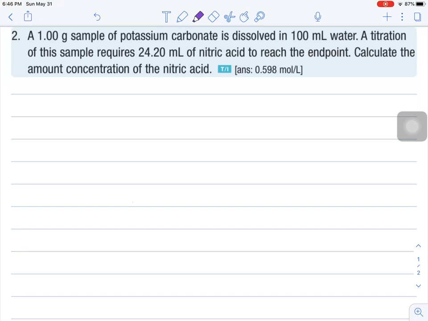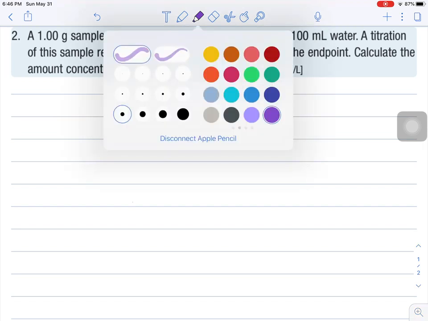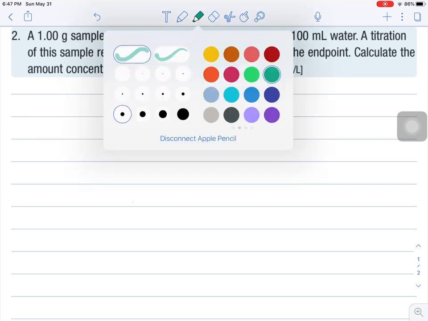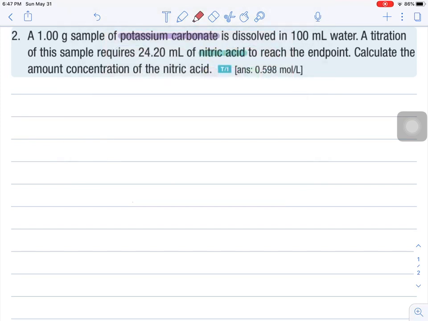This is titration question number 2 on page 484 in the textbook. So a 1 gram sample of potassium carbonate is dissolved in 100 mL of water. A titration of this sample requires 24.20 mL of nitric acid to reach the end point. Calculate the amount concentration of the nitric acid. So the final thing we're being asked for is the concentration of nitric acid.